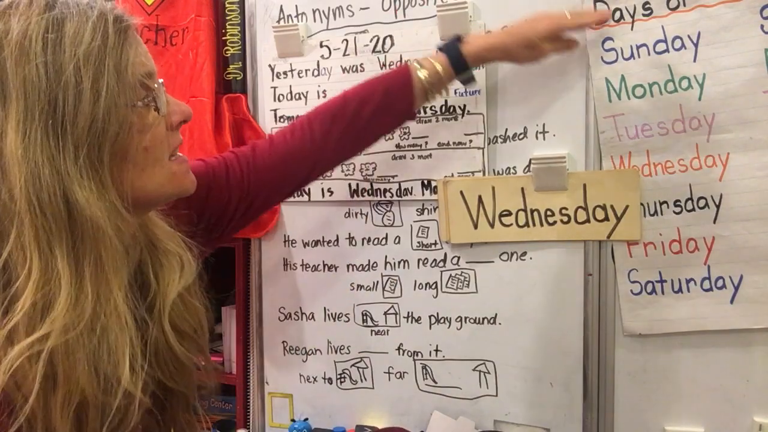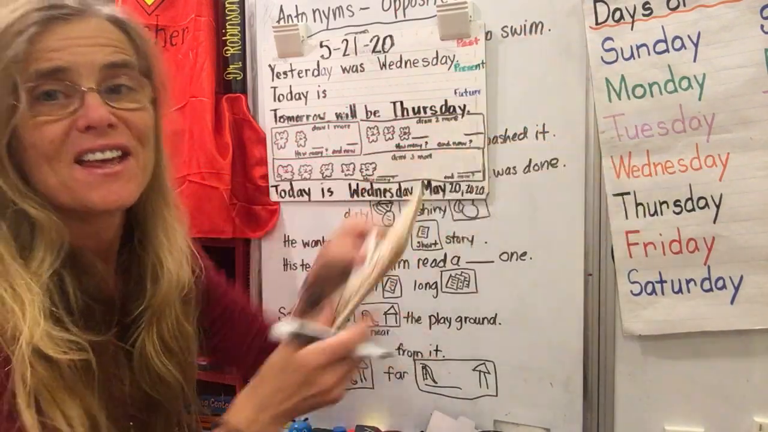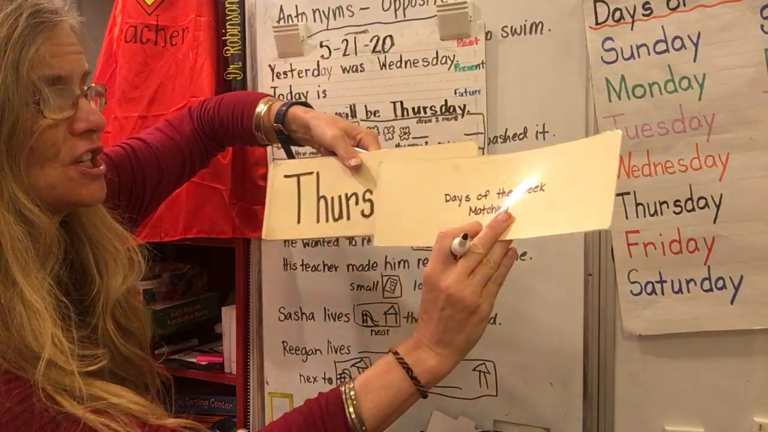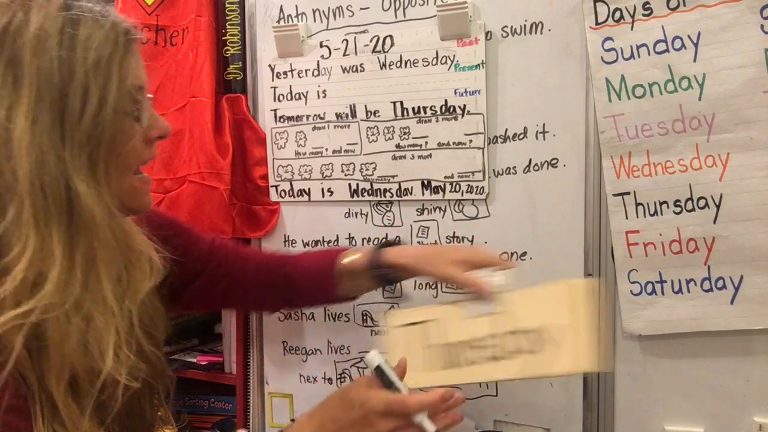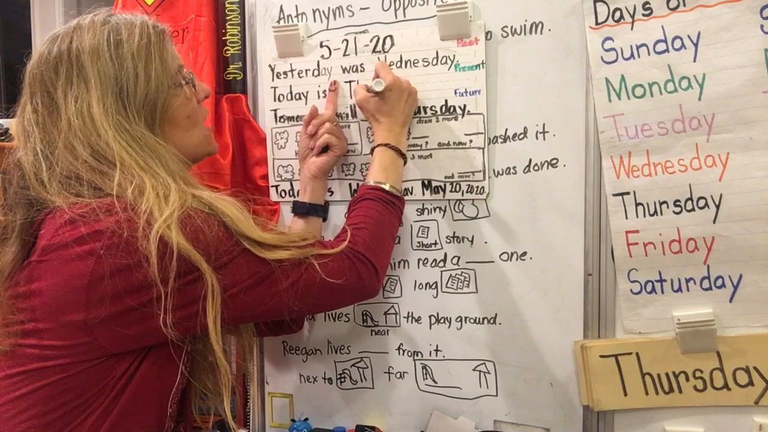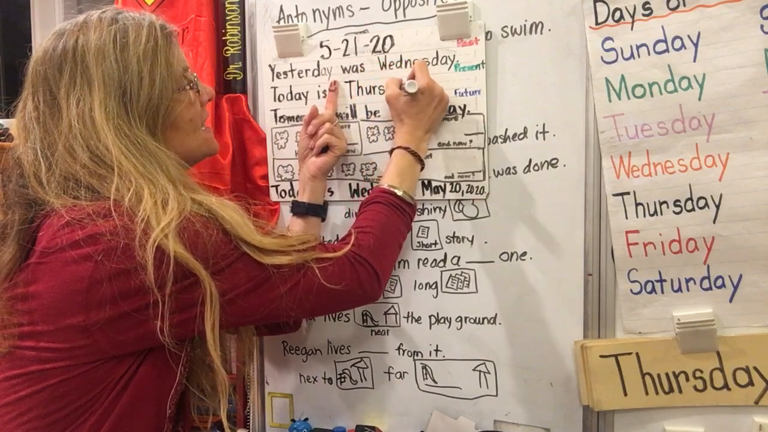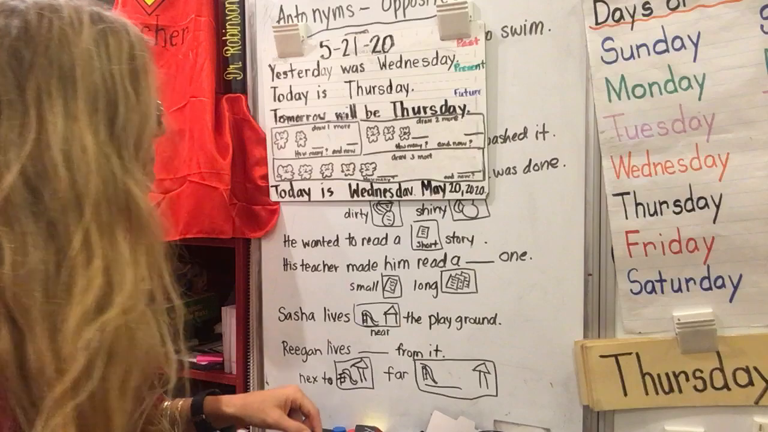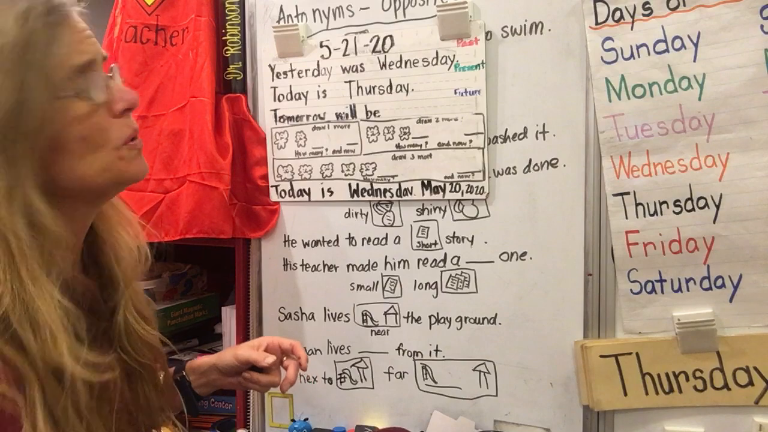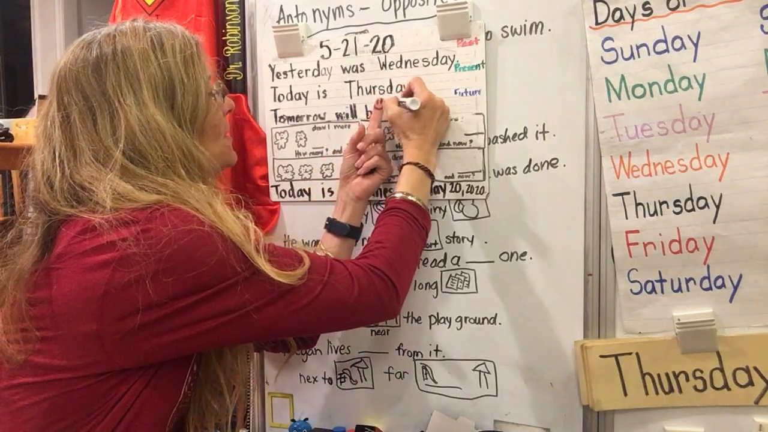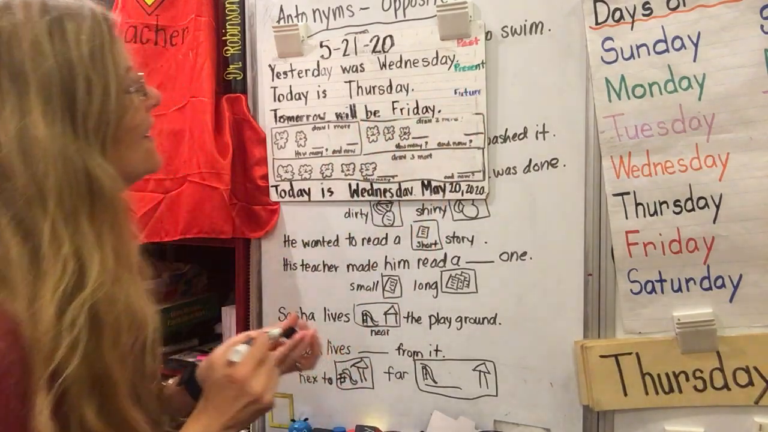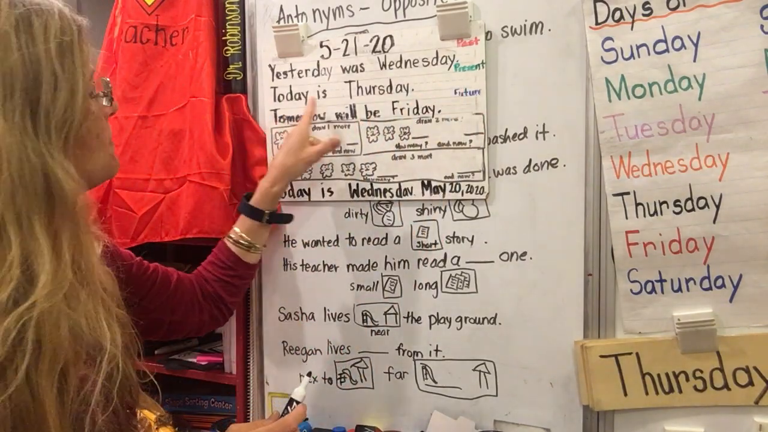So that means today is no longer Wednesday. Today is Sunday, Monday, Tuesday, Wednesday, Thursday. Digraph T-H-U-R-S-D-A-Y. Face space, capital T-H-U-R-S-D-A-Y. And then a period, which means tomorrow will be the last day of the school week and the work week. Capital F-R-I-D-A-Y.